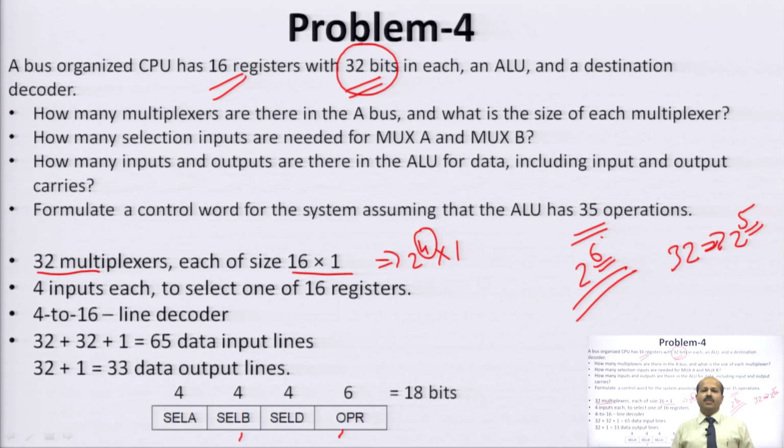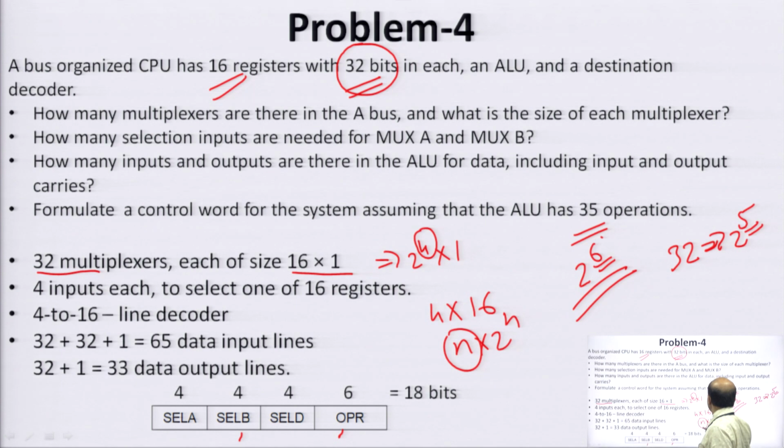The destination could be register 1 to register 16. That is why the decoder size in that case will be 4 cross 16, because a decoder can be represented as n cross 2 to the power n. Here the selection input is 4, so 2 to the power n equals 16. The representation of the decoder will be 4 cross 16 in this case, which is written here.